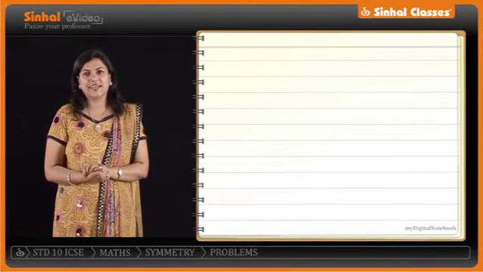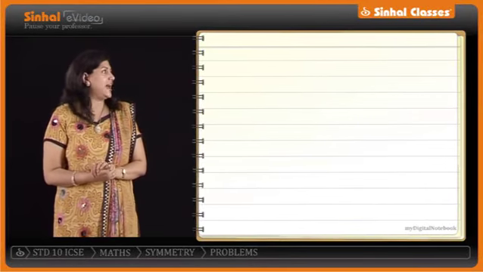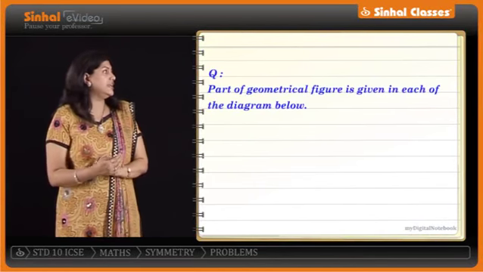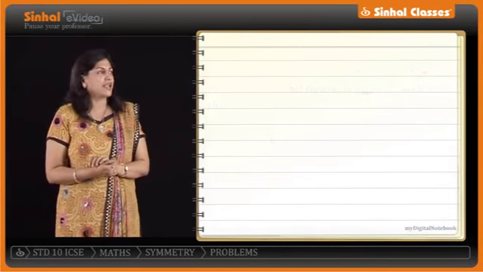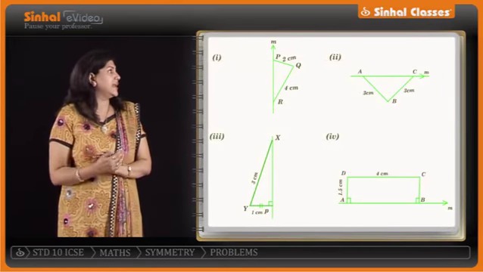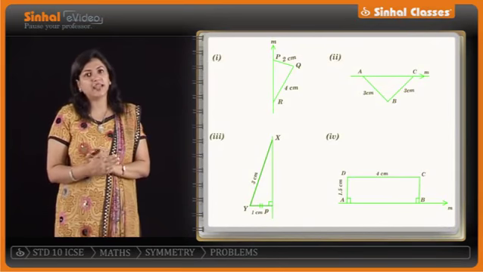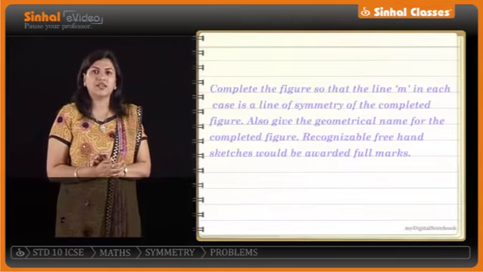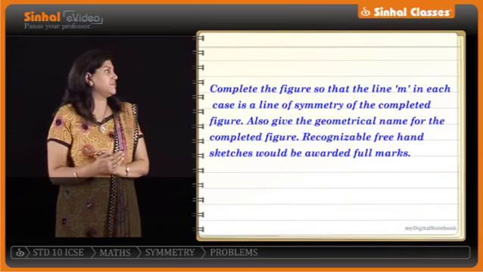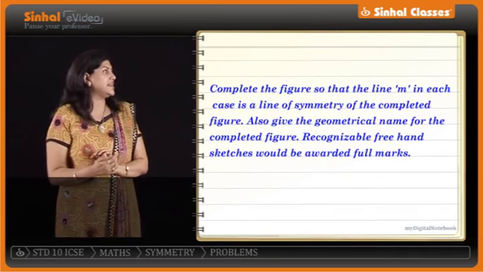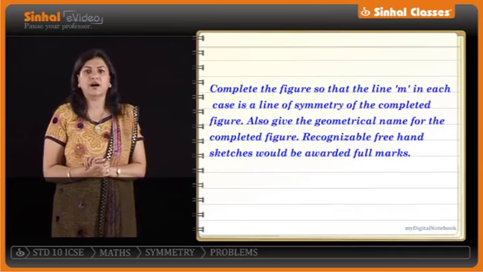Now let's look at the next problem. Here we have part of a geometrical figure given in each of the diagrams below. Complete the figure so that the line M in each case is a line of symmetry of the completed figure. Also give the geometrical name of the completed figure. Recognizable freehand sketches would be awarded full marks.